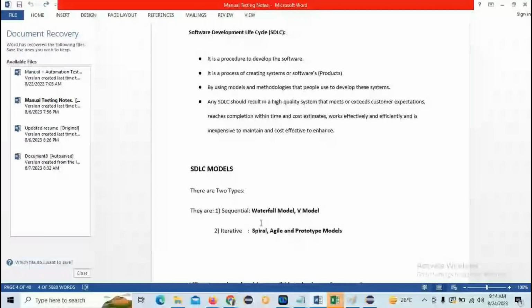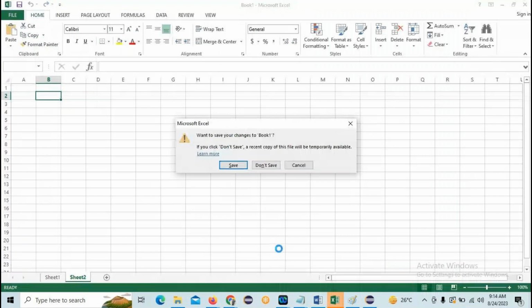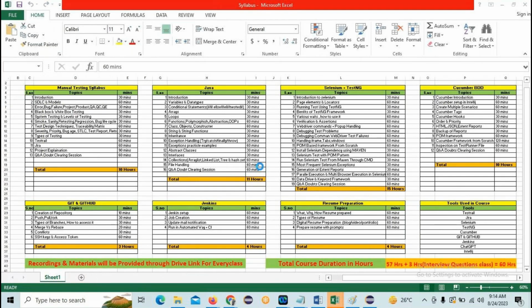Yes, sir. Okay, good. In today's class, we are going to discuss the spiral model and agile model. Both are iterative models. Let me open the syllabus document first. Please keep this document handy, because by this only you can know what topics are completed and what topics are pending within the course.